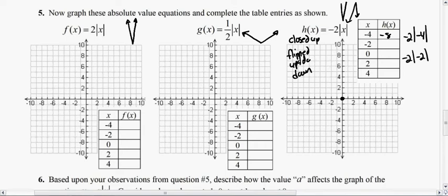Absolute value of negative 2 is 2, times negative 2 is negative 4. Absolute value of 0 is 0, times negative 2 is 0. Absolute value of 2 is 2, times negative 2 is negative 4. And the last one: absolute value of 4 is 4, times negative 2 is negative 8. Go ahead and plot those points.